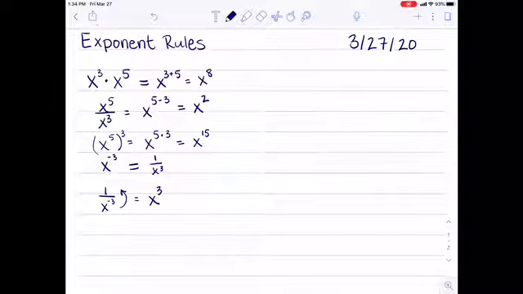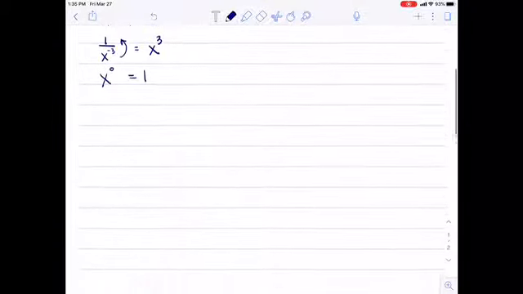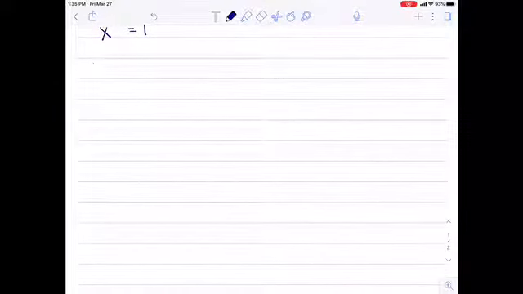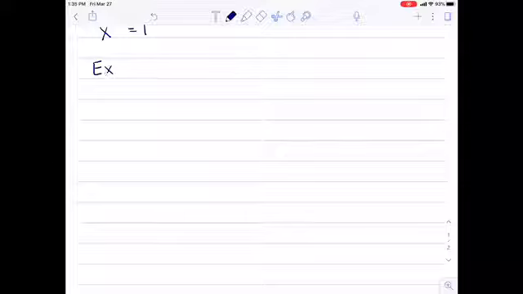Last but not least, I'm going to remind you that anytime you take anything to the 0 power, it equals 1. So keeping these exponent rules in mind, let's go ahead and do a few examples of some problems you're going to see on your assignment.